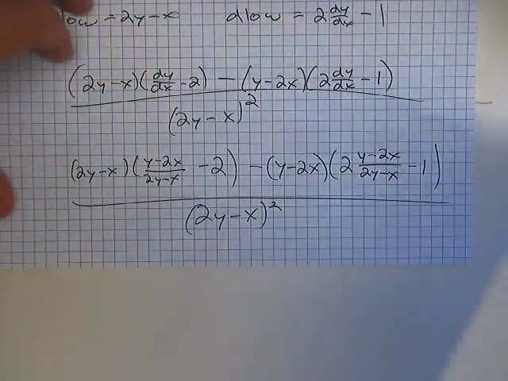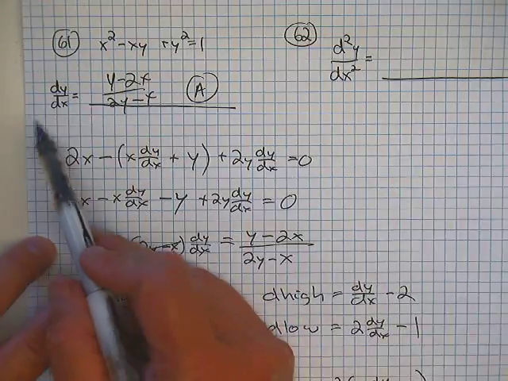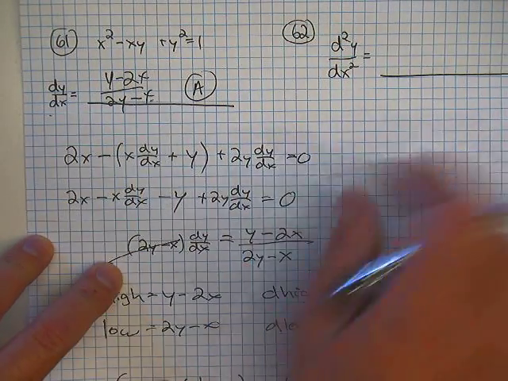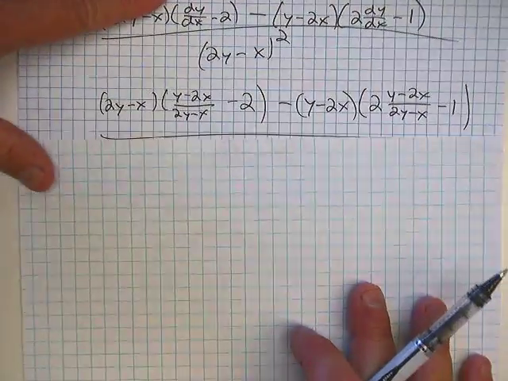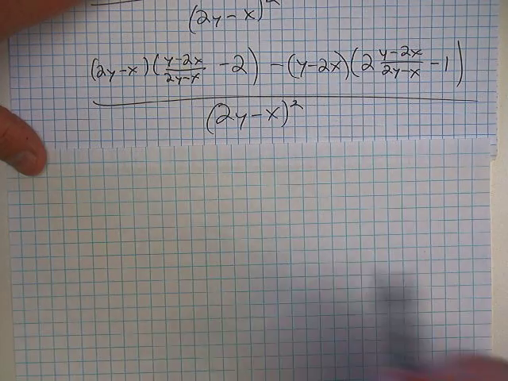Alright, so you never ever want to leave dy/dx in your answer. So you have to replace dy/dx. We know dy/dx is this original equation right here. So now it comes down to a bunch of algebra. The trick to this is we have fractions inside of fractions, and we want to get rid of those fractions.